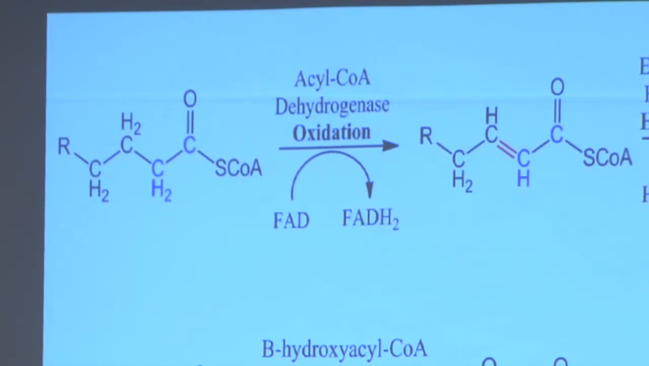Cool. Acyl-CoA dehydrogenase is the enzyme. I think it's worth knowing the names of each of these enzymes and knowing all 4 steps, also knowing where we might get some reduced cofactors. Second step is hydration. What does hydration mean?